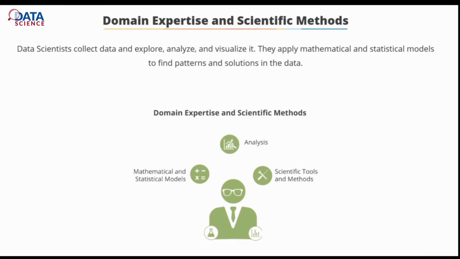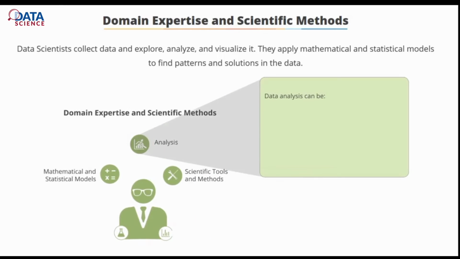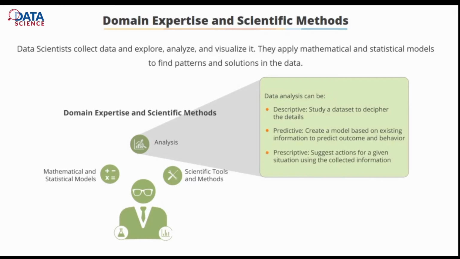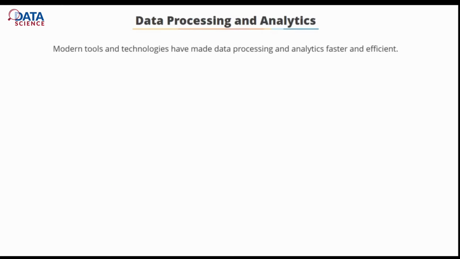In the next slide, we will see how data science technology has now made this process faster and more efficient. But before we do that, let's understand the different types of data analysis, an important aspect of data science. Data analysis can either be descriptive, where one studies a dataset to explain what happened, or be predictive, where one creates a model based on existing information to predict the outcome and behavior. It can also be prescriptive, where one suggests the action to be taken in a given situation using the collected information.